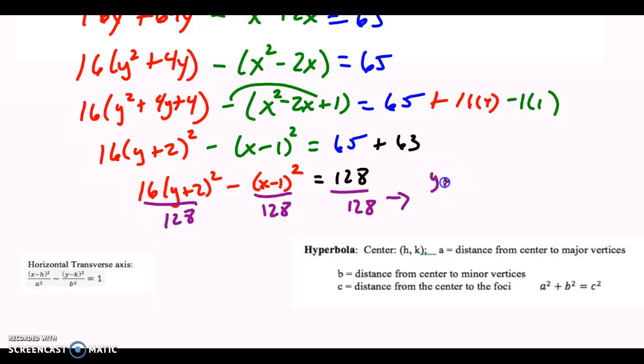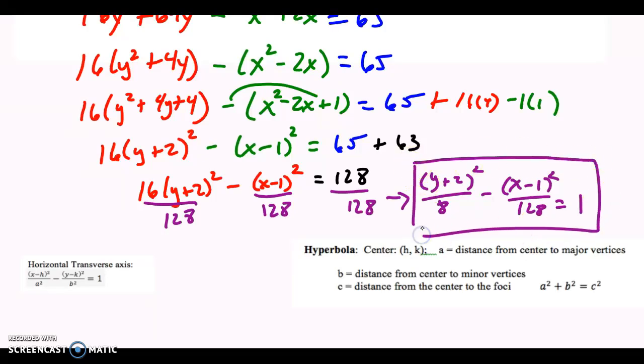So I'll have y plus 2 quantity squared over 8, and you could use a calculator for that part, minus x minus 1 quantity squared over 128 equals 1. Please keep in mind the standard form of a conic will always be equal to 1 if we're looking at ellipses and hyperbolas. So this is the equation of our hyperbola in standard form.